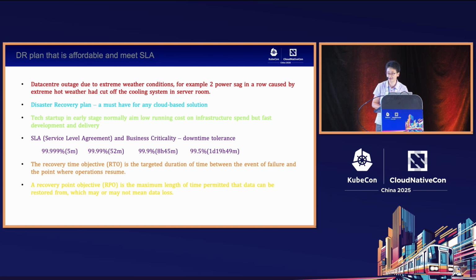Different levels of service level agreement suit different business requirements. Mission critical businesses require 99.9% or 99.99% uptime. For customers that don't operate 24/7, a 99.5% uptime SLA is commonly accepted. A DR plan needs to meet two targets, RTO and RPO, the recovery time objective and the recovery point objective, meaning data loss exposure and downtime tolerance.